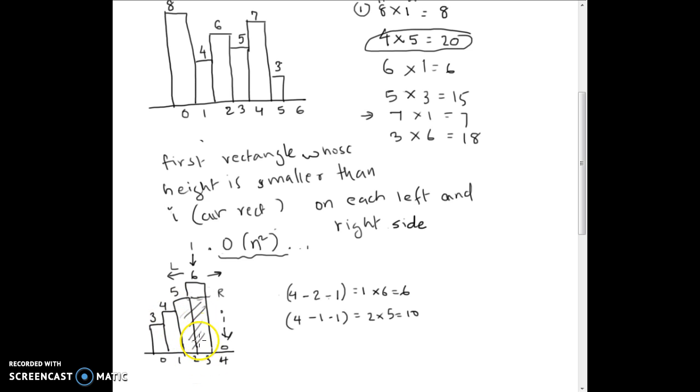Each unit. And then for 4, it is sandwiched, so the smallest rectangle to the left of it is this, which is 0. And to the right is this, our dummy, right? So 4 minus 0 minus 1, and it comes out to be 3. So 3 times 4 is 12, right?